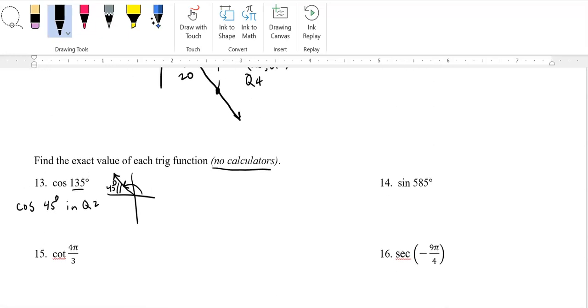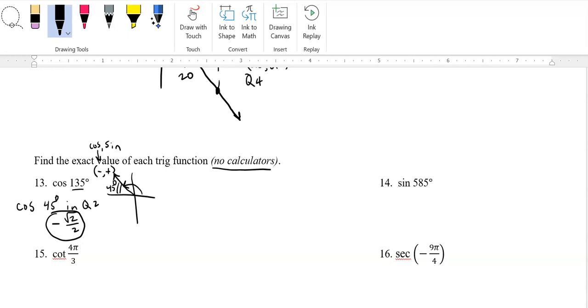Now I just have to pay attention to quadrant 2. In quadrant 2, the x-coordinate is negative and the y-coordinate is positive. That means cosine always relates to x, so it is negative. Sine in quadrant 2 is positive. So to finish off my answer, I'm going to put negative because I'm in quadrant 2, and then I'm going to put the value of cosine 45. So that's the way you're thinking about each one of these problems.